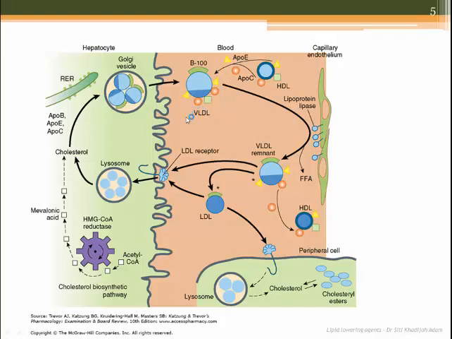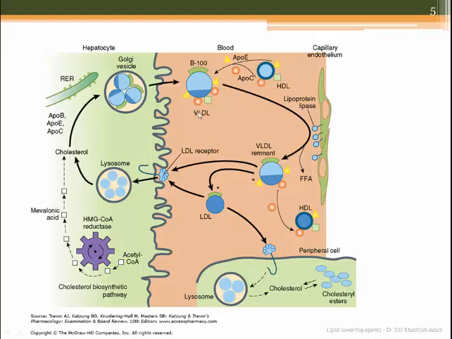VLDL is very low density lipoprotein. Now, the dark blue here indicates the cholesterol ester content in the VLDL, whereas the bigger portion, the light blue color here, indicates the content of triglyceride. So that's why it is called very low density lipoprotein, because it only contains a very low density of cholesterol ester.